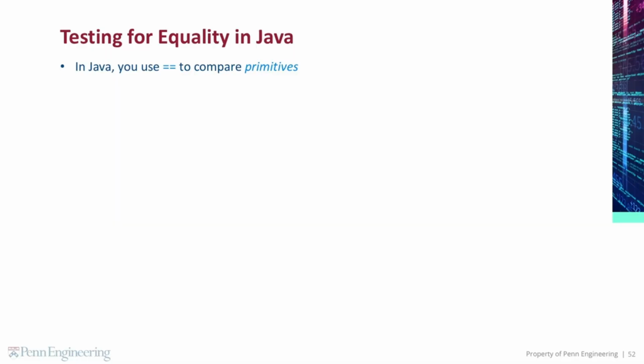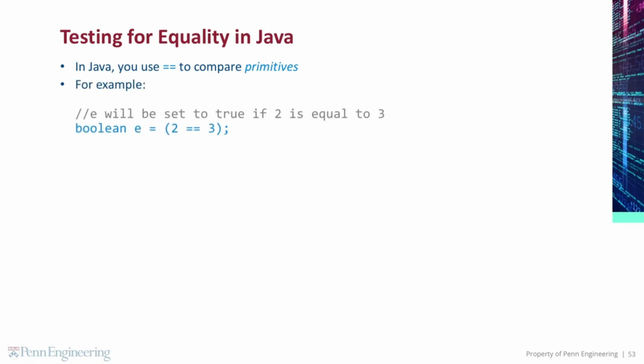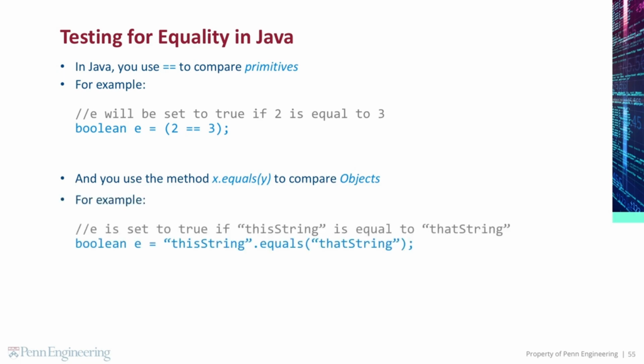In Java, you use the equality operator, or double equal sign, to compare primitives. For example, here we're comparing two ints, which are primitive values. The variable e will store the Boolean result of 2 equals 3. You use the equals method to compare objects. In this example, we're comparing two strings, which are objects. The variable e will store the Boolean result of this string equals that string.